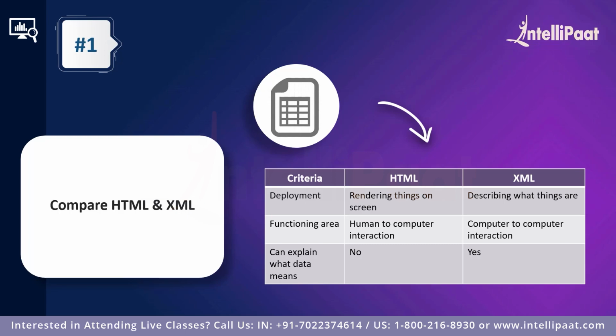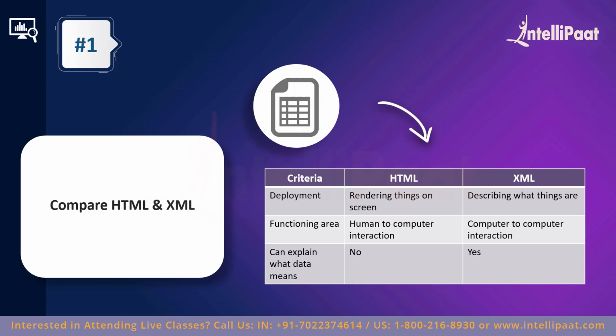Now, coming to the answer of it, there are three important criteria on how we compare HTML and XML. The first thing is the deployment, or the actual working of what HTML and XML do and how we can see the output itself, right? HTML basically shows us how things are rendered on the screen, and we can ourselves see the output on the screen. And then when you talk about XML, XML is used to actually describe what things are, and more than the final result of what you see, it describes the events that will lead to your final result.